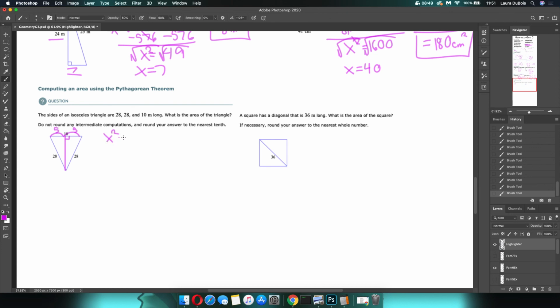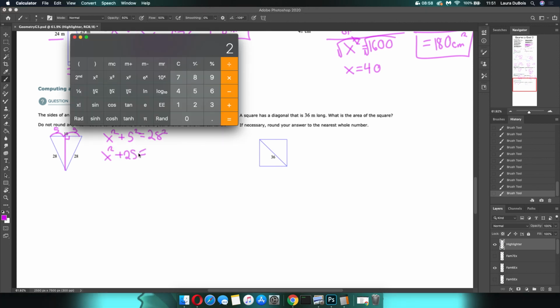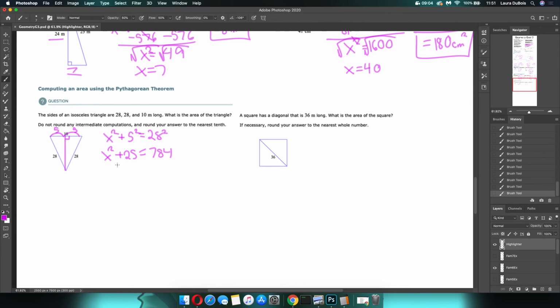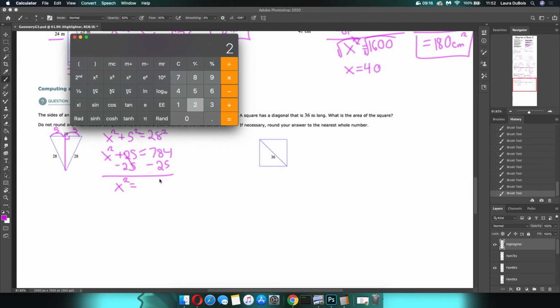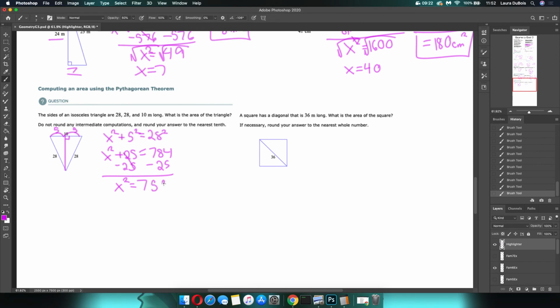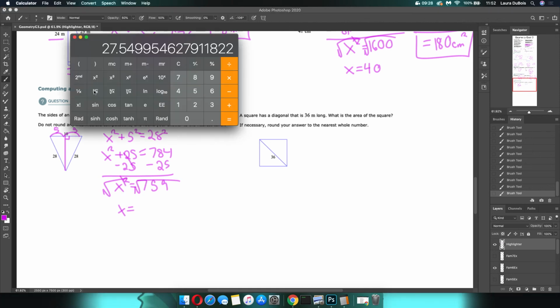You have x squared plus 5 squared equals 28 squared. x squared plus 25 equals, what is 28 squared? 28 squared is 784. So 784 minus 25, minus 25, x squared equals, let's see here, 784 minus 25 is 759. So 759, and now we need to root that. So what is root 759? A mess. Does it say to round? Yes, round to the nearest whole number.